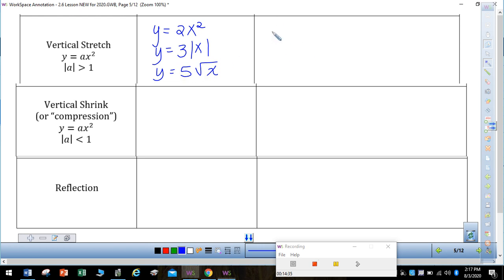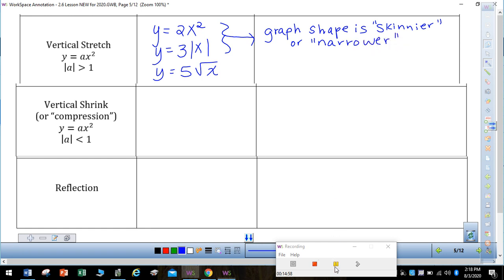So a description of how the graph changes. If it's the parabola or the absolute value V shape, it's going to look like the graph shape is skinnier or narrower. One of those two words would be a good description of vertical stretch.